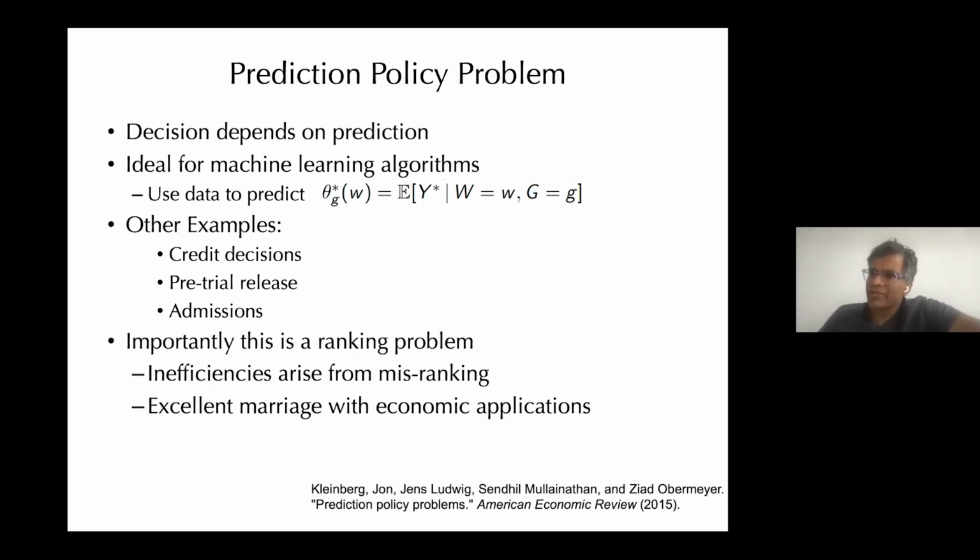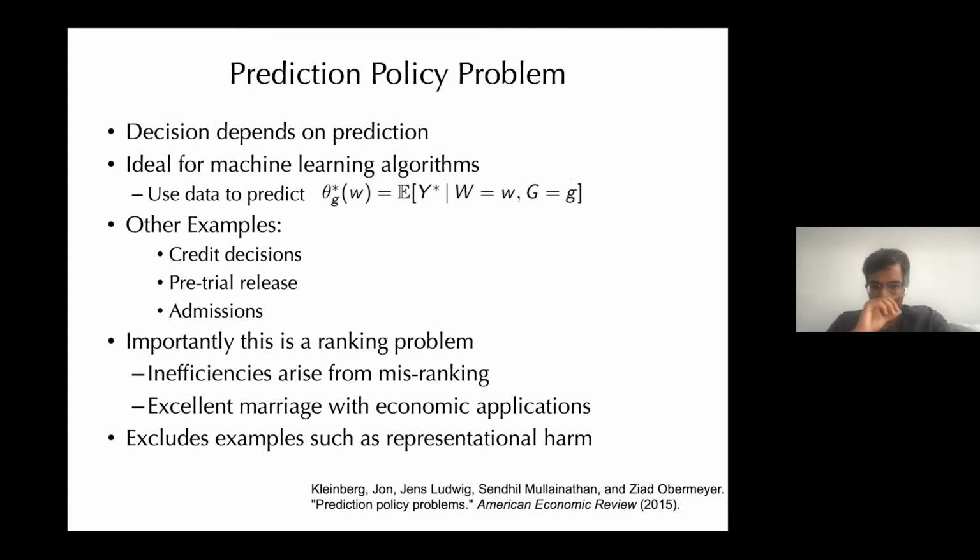But importantly, what I want you to notice is that this is a ranking problem. That is, given a set of candidates, you're trying to rank them based on their anticipated Y star, and inefficiencies arise from misranking. When people of lower risk, in the pretrial example, are jailed, but people of high risk are released, those misrankings will cause problems. As a result, these types of problems are an excellent marriage with economic applications. A lot of economics is about the inefficiencies that come from misrankings. That's how we get inefficiencies in economics. And that's what I'm going to talk about for the second bit.